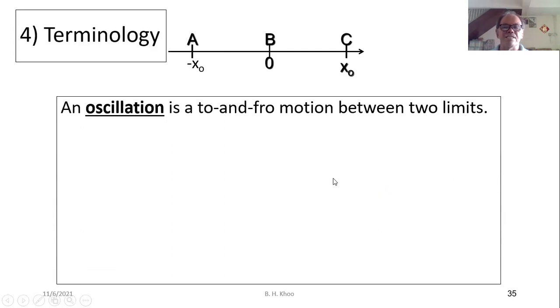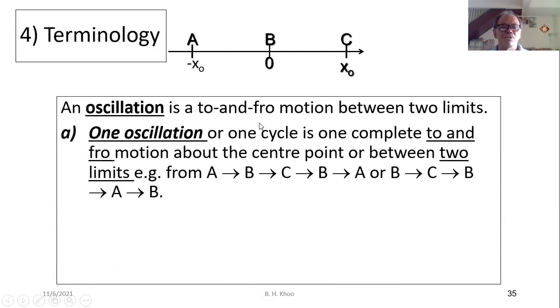What is an oscillation? It's to and fro motion between two limits. A and C are your limits. B is the rest position. So one oscillation or one cycle is one complete to and fro motion about the center point. The center point is the rest position, between the two limits. So an oscillation will be from A to B to C to B to A. That's one oscillation. Or you start with B, it goes to C, comes back to B, goes to A, and comes back to B. That's one oscillation.